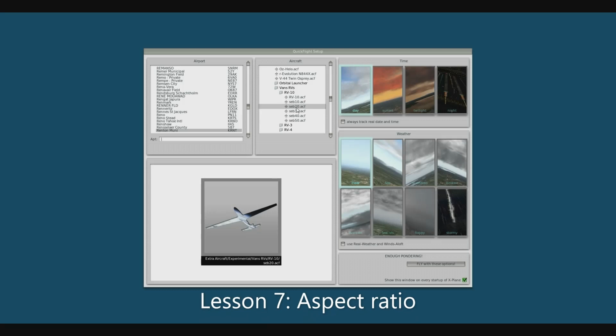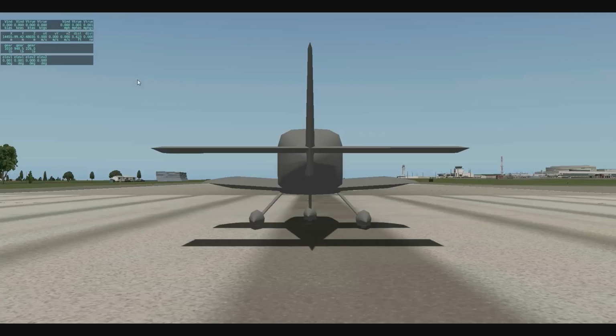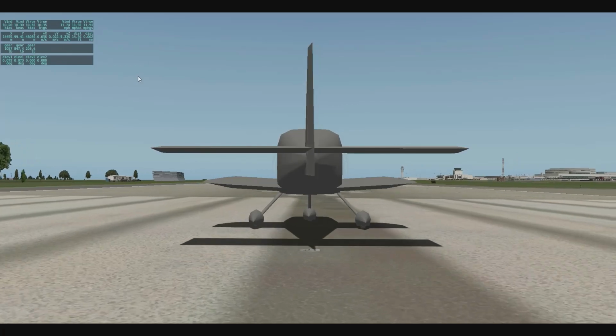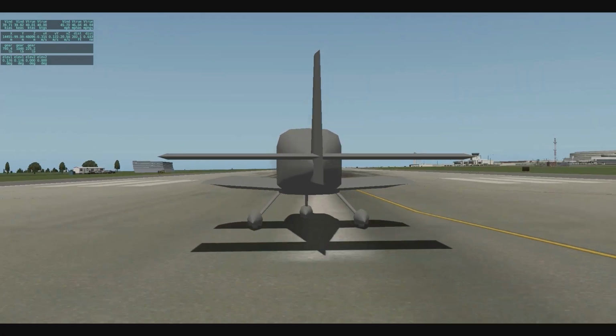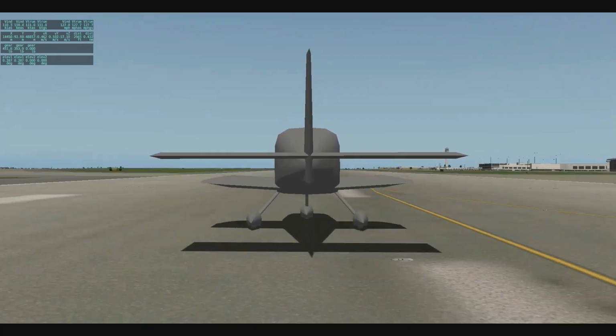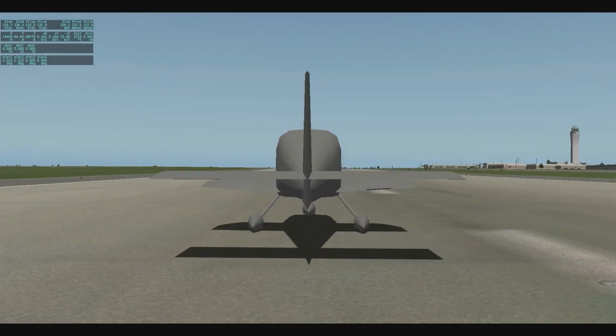For today's lesson I have created 5 airplanes with different wingspans ranging from 10 to 50 feet. Each of them has a different aspect ratio, and I will demonstrate how that affects the lift and therefore takeoff distance. To keep the video shorter, I will show only the 2 most extreme examples. First one with the wingspan of 10 feet and aspect ratio just above 2.